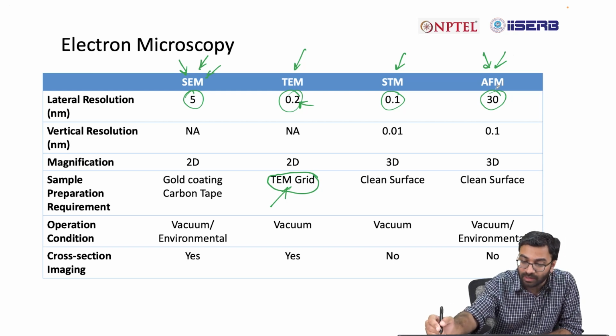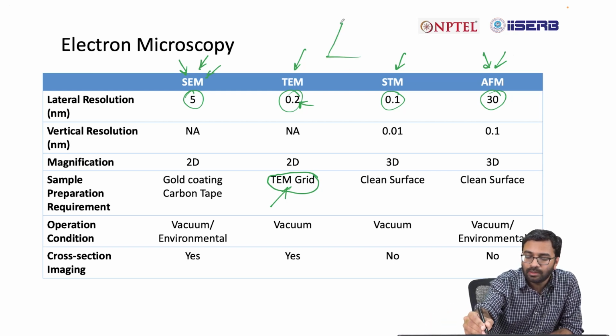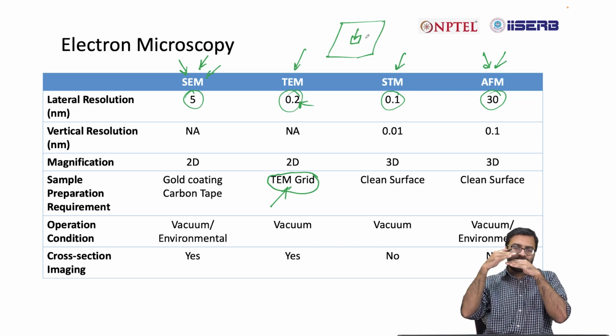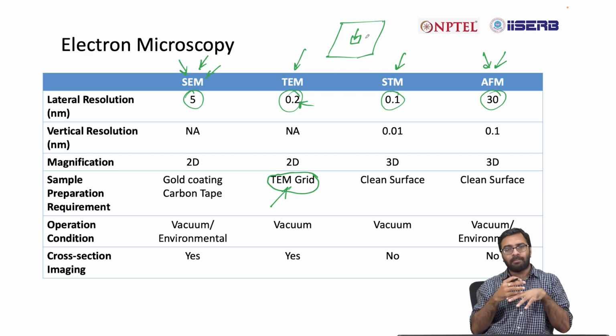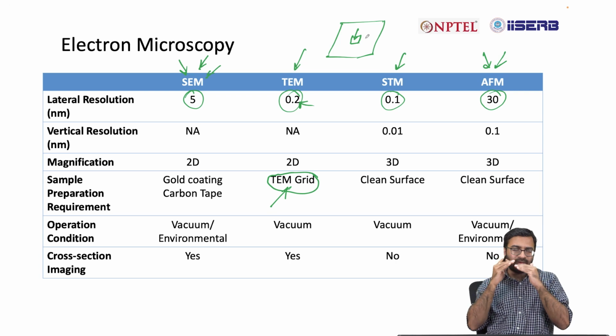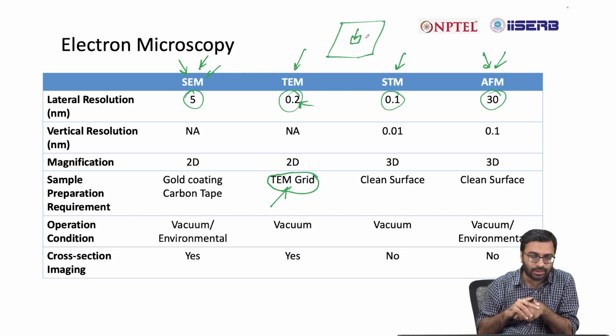But in case of AFM, the tip usually scans a very small area on that substrate, and if the surface is very rough, because it is tip based, this may also destroy the tip. So in order to take a sample on an AFM, you have to ensure that the roughness of that surface is not very high. So this is one consideration that one has to check.